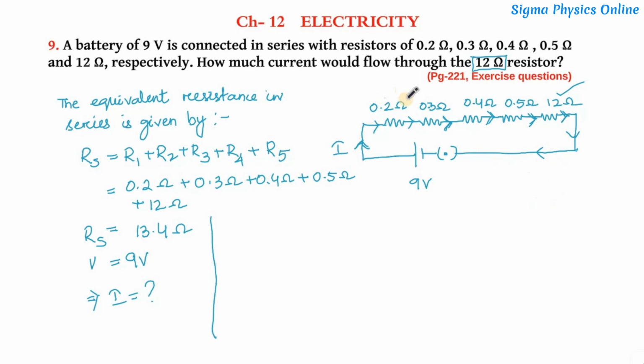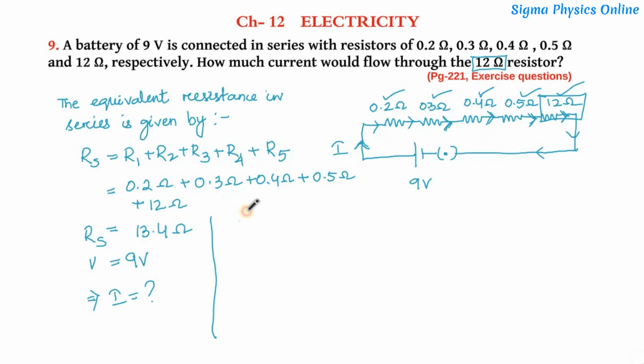So what will be the current through the 0.2 ohm resistor? That will be the same across the 0.3 ohm, the 0.4 ohm resistor, the 0.5 ohm resistor and the 12 ohm resistor. So if we find the current flowing in the circuit, that will be the same value of current flowing across this 12 ohm resistor.